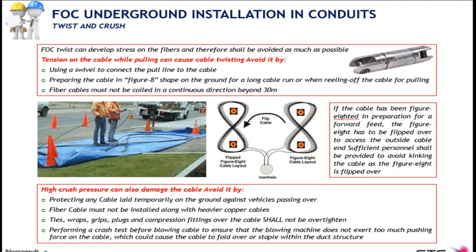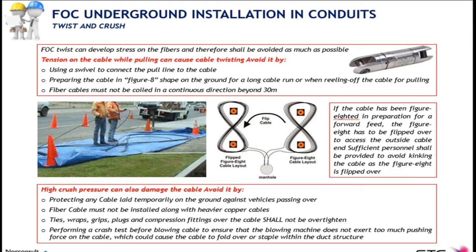On the twisting side, we have also another installation technique, that is the figure 8. Figure 8 installation techniques, as most of you know, are exactly engineered to remove twisting. But even so, we install the breakaway swivels so that both of them at the same time diminish the risk of cable twisting. As an additional point, fiber cables must not be coiled in a continuous direction beyond 30 meters. This is an STC rule to be respected at all times. It applies while doing figure 8 or while doing any cable slack loops. Fiber cables must not be coiled in a continuous direction beyond 30 meters.